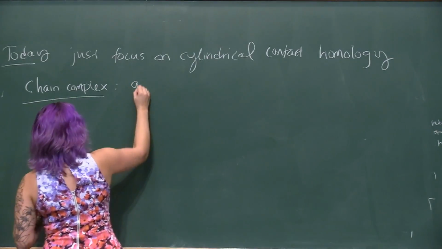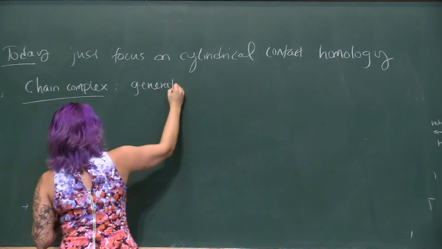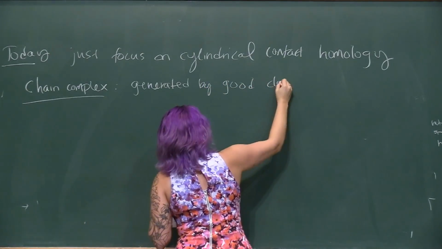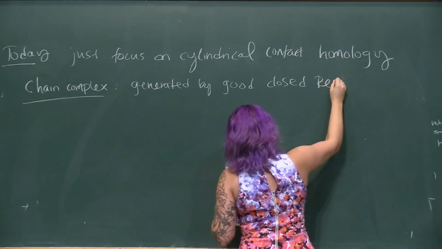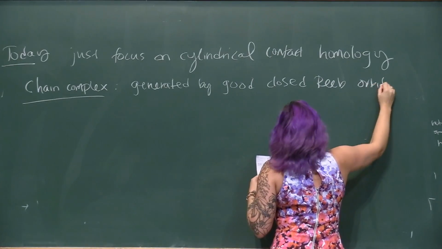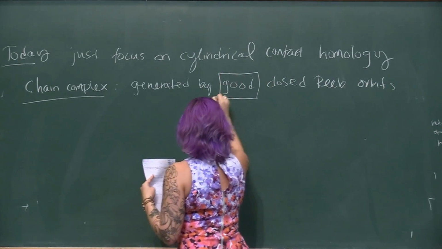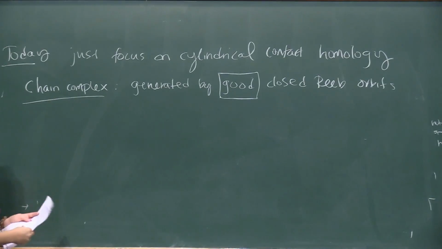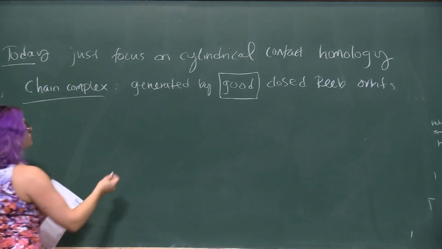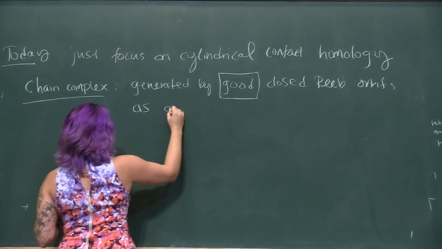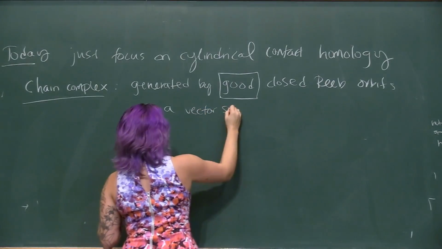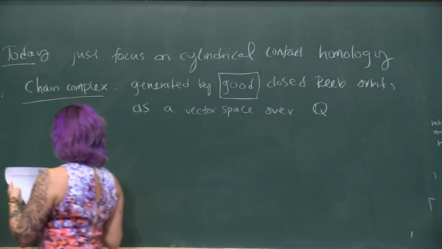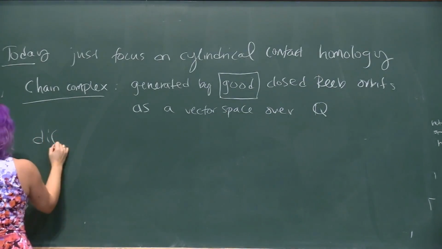So this is going to be generated by good closed Reeb orbits. I'll define good in just a sec. We have to take a step back and talk about the Conley-Zehnder index. And this will be as a vector space over Q.